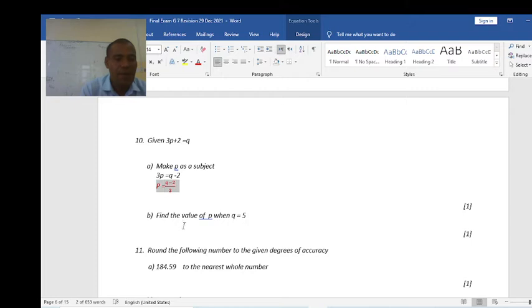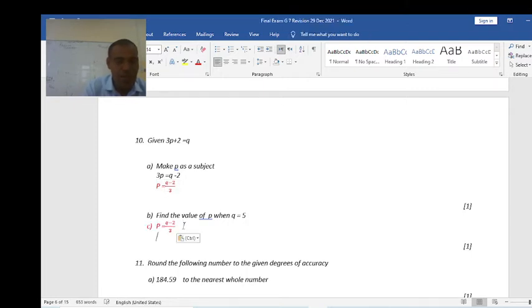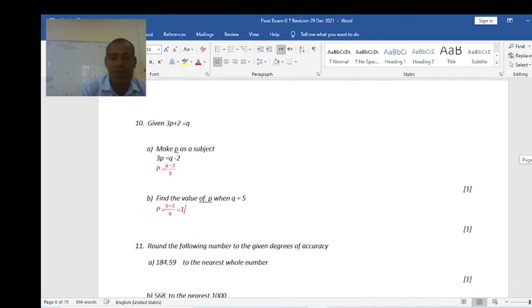Here I will just put it here because the question is to find the value of p when q is 5. I will just substitute here q by 5. 5 minus 2, learners, is 3. 3 divided by 3 equals 1. Okay, so this is the answer. Move to the next question.